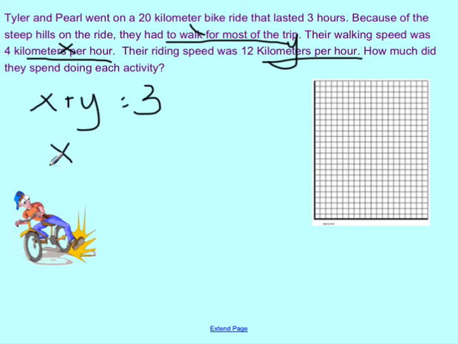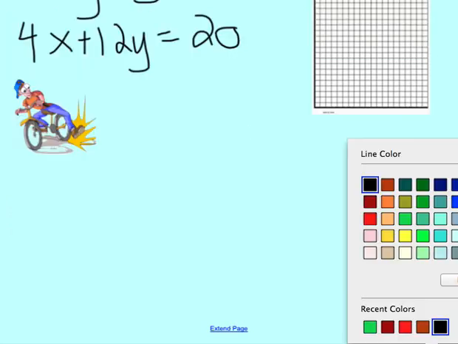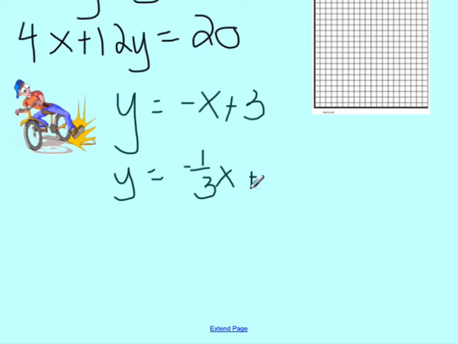Then, for every x hour they spent walking, they went 4 kilometers. For every y hour they spent riding, they went 12 kilometers. And they want that to be 20 kilometers, because that's how far they went. So I'm going to go ahead and solve these for y in my head just so we can save some time. Okay, so then you end up getting that y is equal to a negative x plus 3. And you also get that y is going to be equal to a negative 1/3 x plus 20 divided by 12, which is about 1.67.